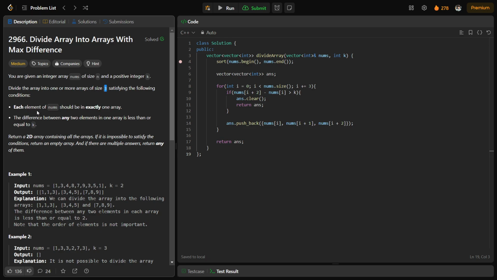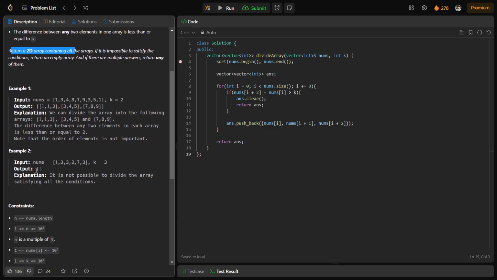Now we have to satisfy the following condition. Each element of nums should be present in exactly one array and the difference between any two elements in the array is less than or equal to k. Right. Now we have to return a 2D array consisting of all the arrays, and if it is not possible to satisfy the requirements, we just have to return an empty array like this.